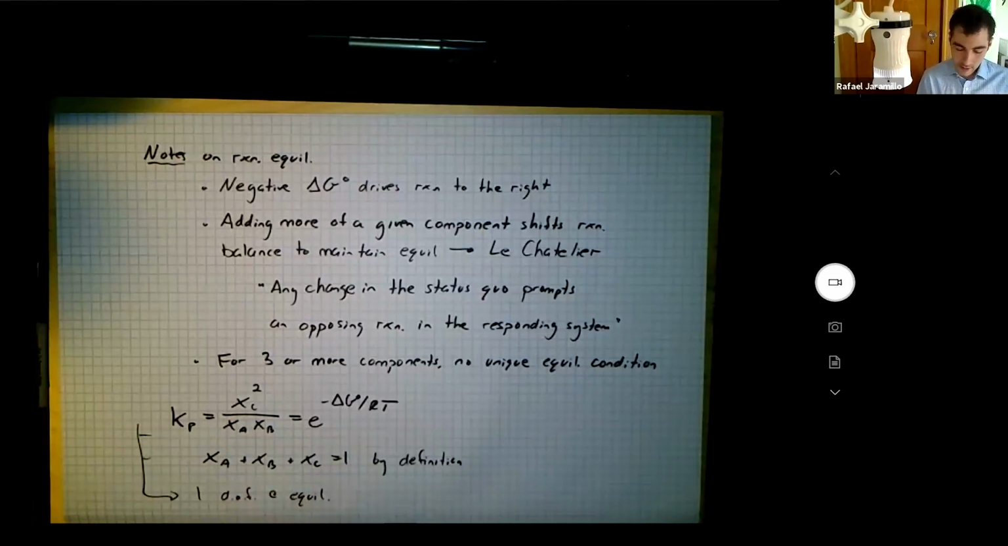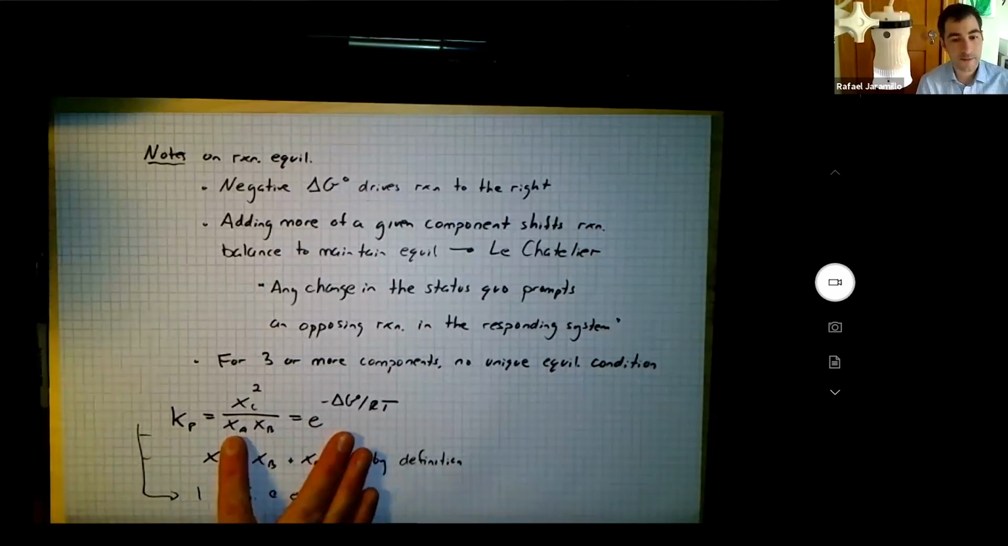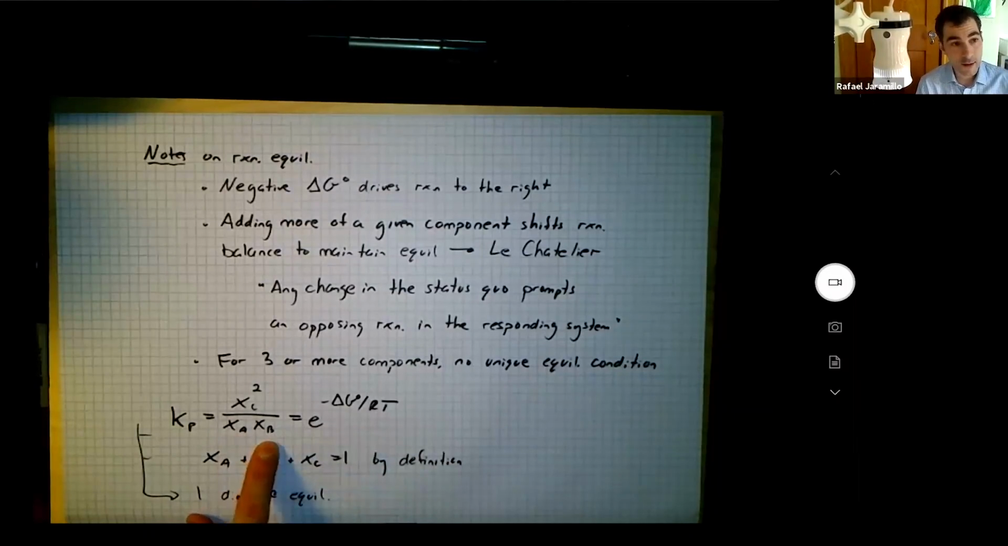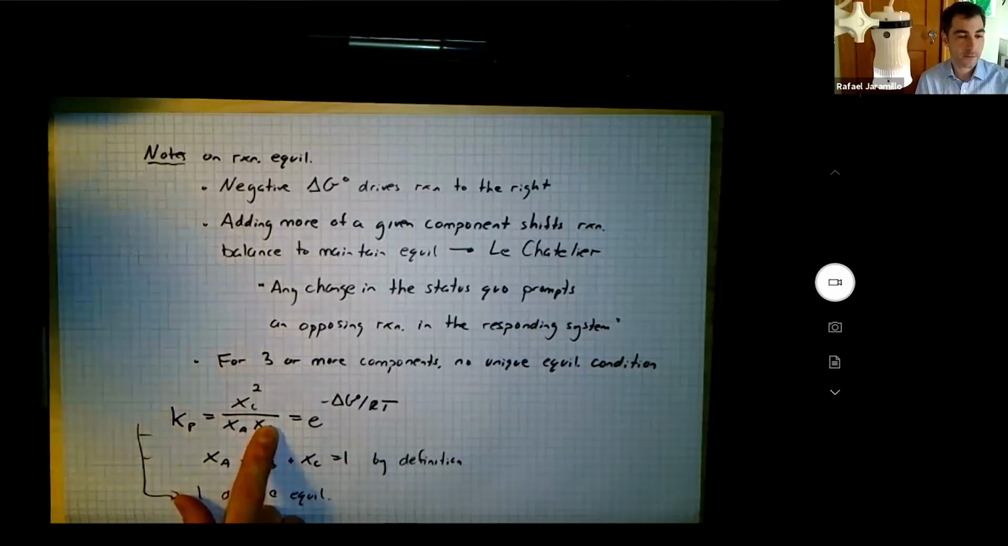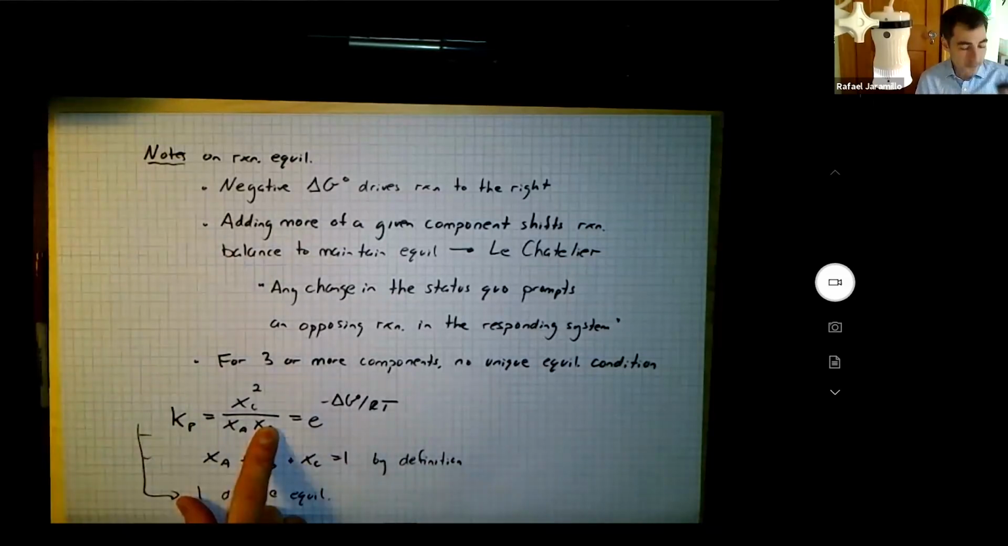So how does that work? Let's see how this works with Le Chatelier. Let's say you're at equilibrium, and you add a little bit more x of b. You inject a little bit more component b into your system. So the denominator ticked up a little bit. How's the reaction going to respond?